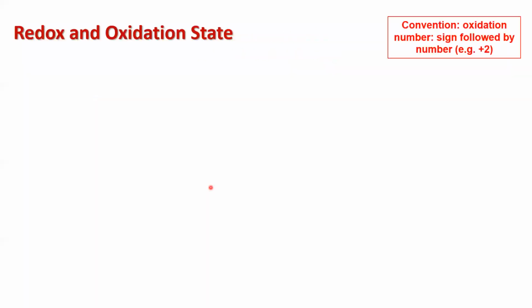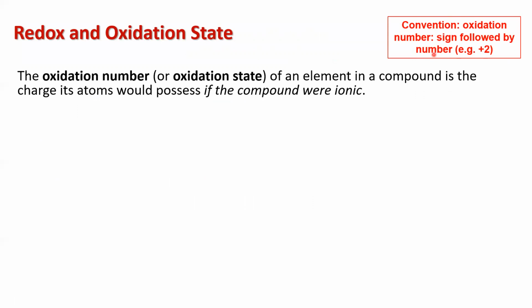So let's look at oxidation states. First, just by convention, the sign typically comes first and then the number comes after. And there are rules for assigning oxidation numbers. They're essentially a way for us to keep track of electrons in a chemical reaction. They represent the charge that atoms would have if we were looking at ionic compounds, although most of the time we're not looking at ionic compounds anymore.